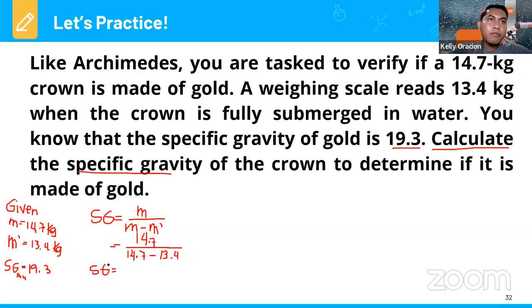What's the answer? Pila SG class, i-divide daw. Mark, Vincent, Perez, are you there? Yes, sir. Okay. Paki-divide daw ko, Mark. 14.7 divided by 14.7 minus 13.4. What's the answer, Mark? With significant figure na. 11.3, sir. Okay, thank you, Mark. The answer is 11.3. In this case, dili siya 19.3.